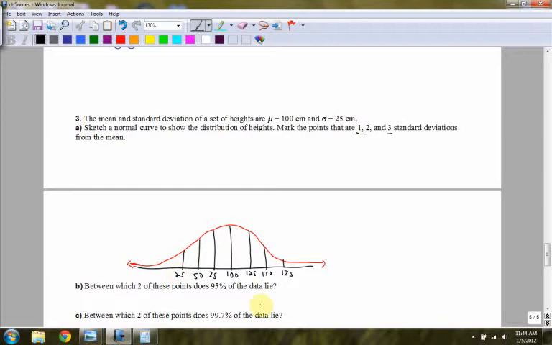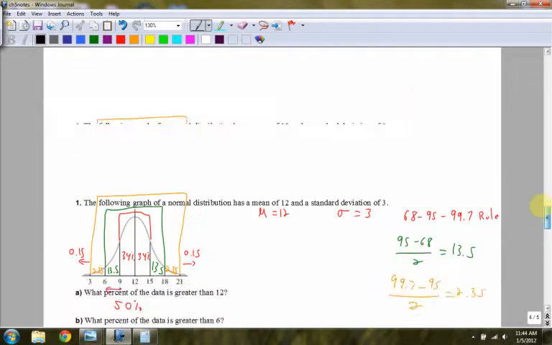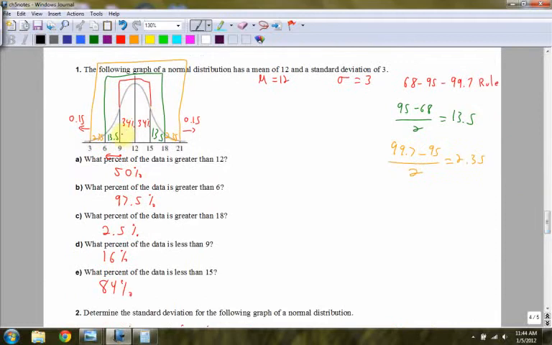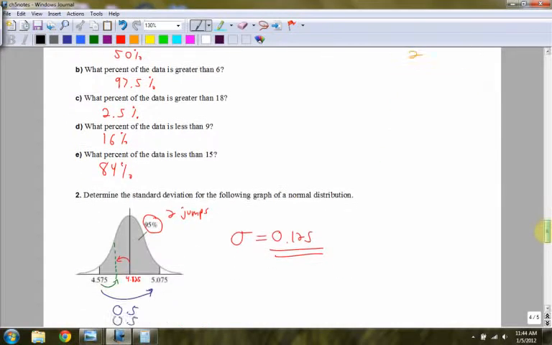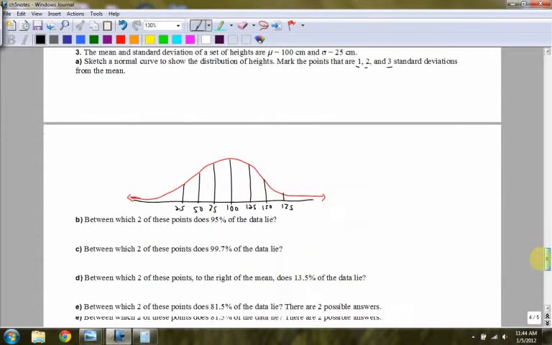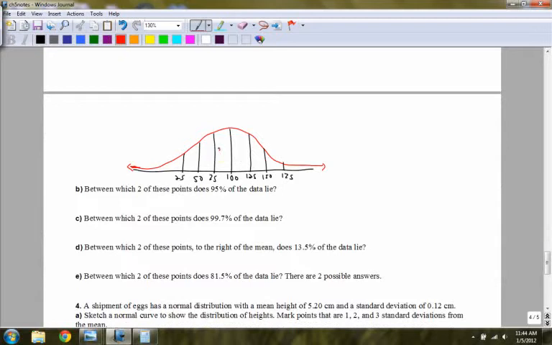Okay. Now again, before we answer any of the data, we can do the same thing that we did above for question 1, where we had 34, 34, 13 and a half, 13 and a half, 2.35, and so on. Because we know that's the amount of data that's going to be in there. And it's the same thing. So we have 34, we have 13 and a half, we have 2.35, and then lastly off the ends we had 0.15.